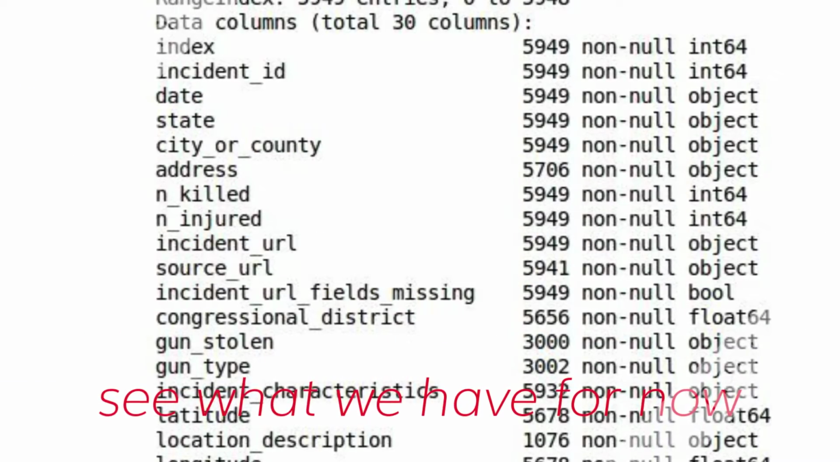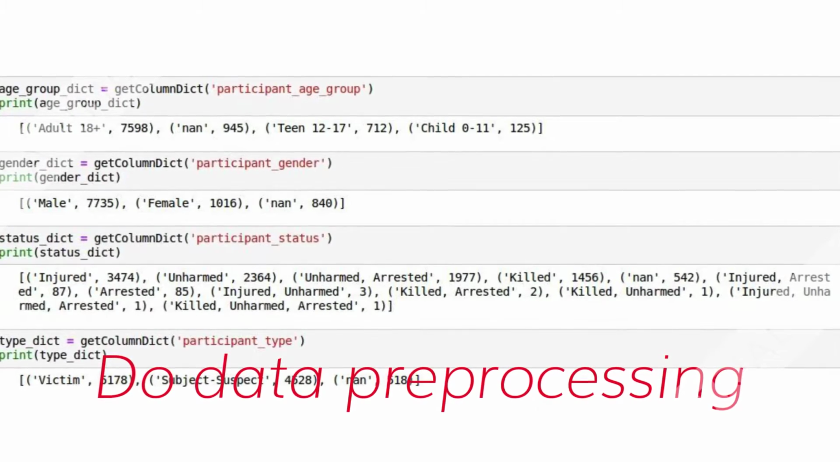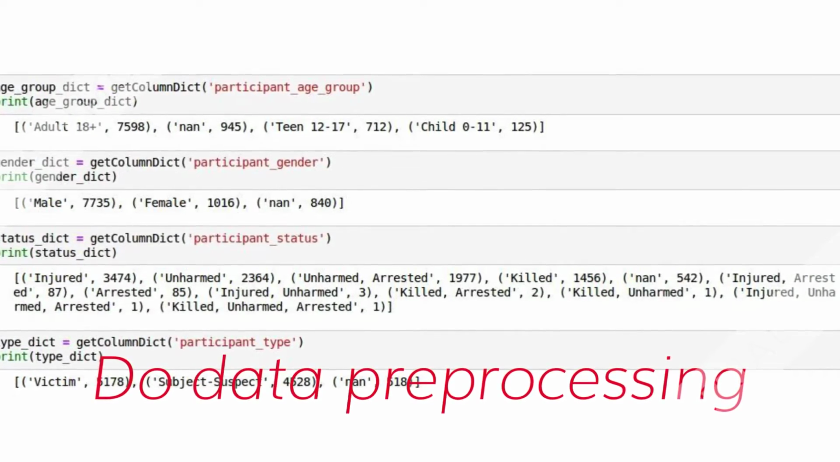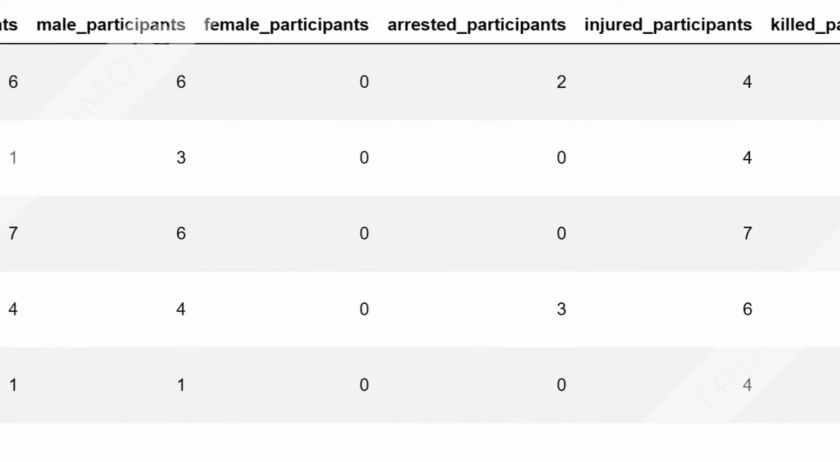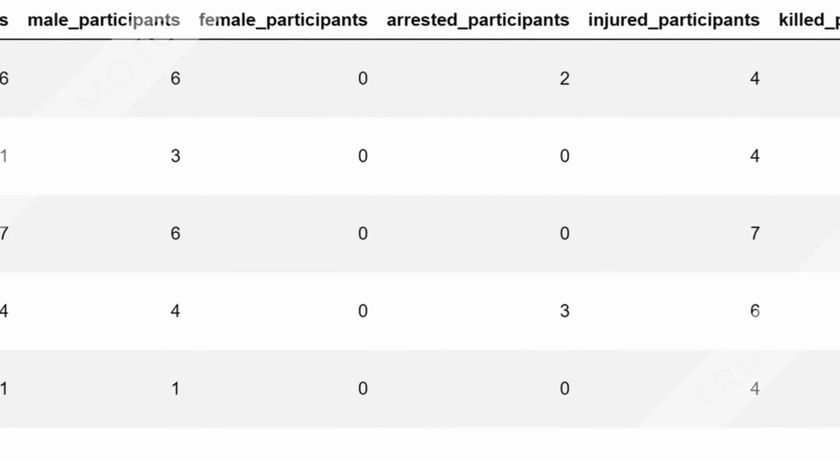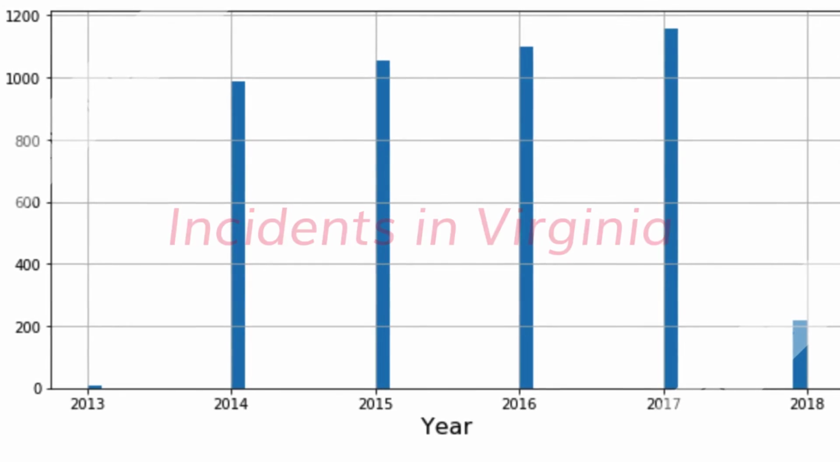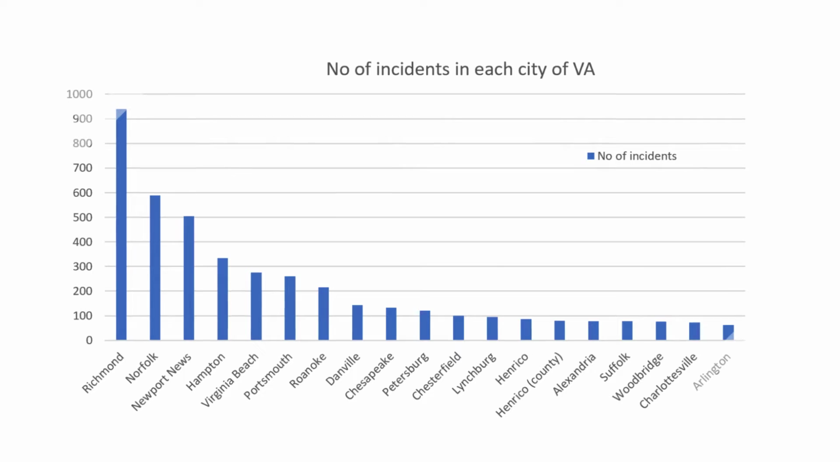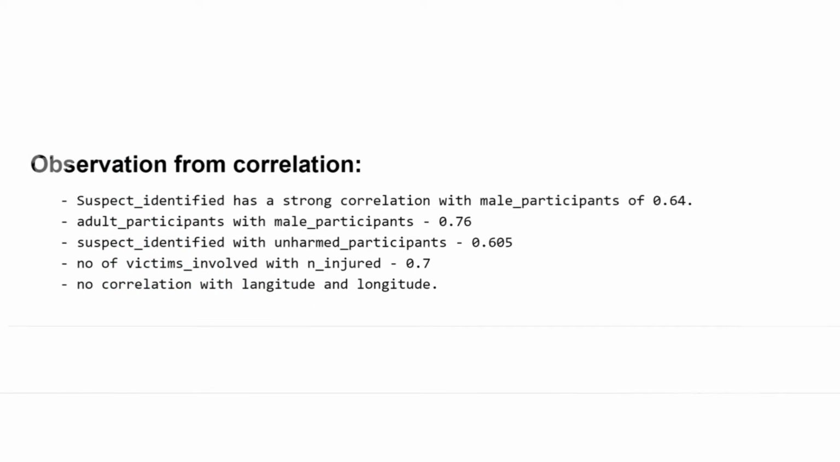There are some columns we are not going to use. Also, the format of some columns needs to be transformed before we can actually use them. So we extracted data from delimited format and converted it to different columns. Most of our data is spread from 2014 to 2017. We found the cities with the highest incidence, and the state capital Richmond ranks on top.